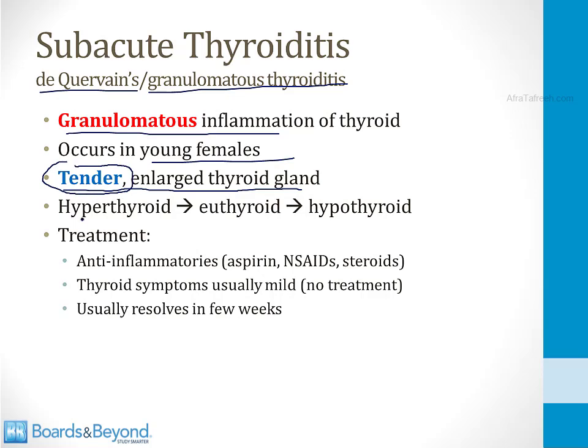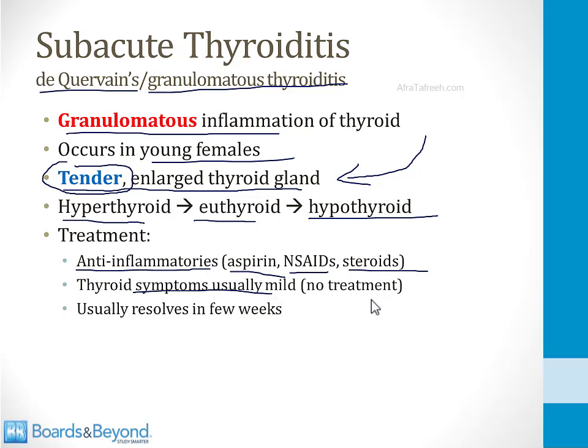Just like in all forms of thyroiditis, they will develop hyperthyroidism followed by euthyroid state followed by hypothyroid state. However, the thyroid symptoms are usually mild, and it's often the neck symptoms that bring them to medical attention. The treatment is with anti-inflammatories like aspirin or NSAIDs or sometimes steroids. Usually the thyroid symptoms are mild, as I said before, and they don't often require treatment, and this condition usually resolves in a few weeks and is self-limited.